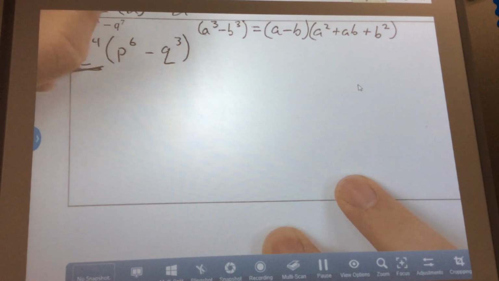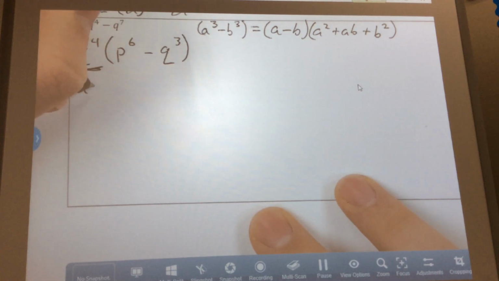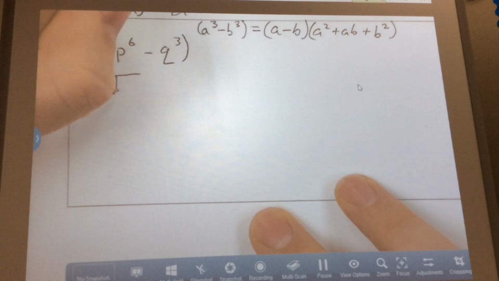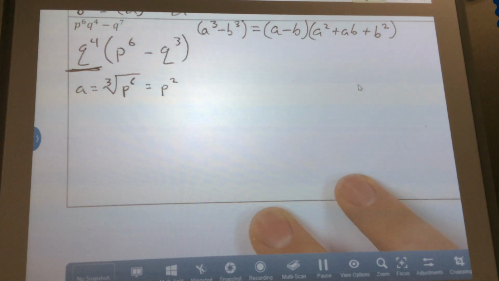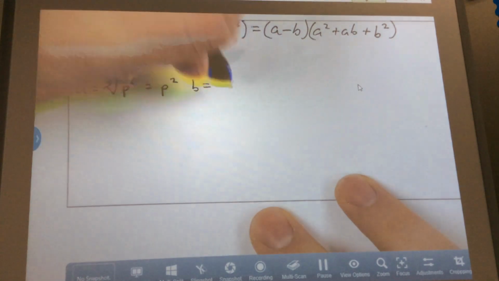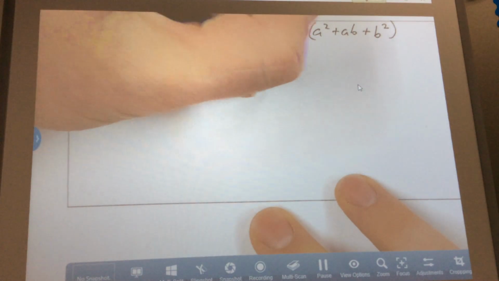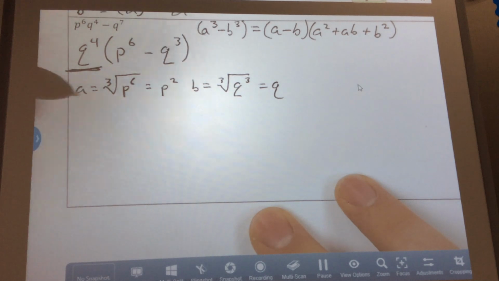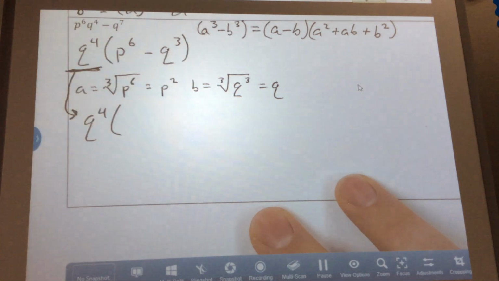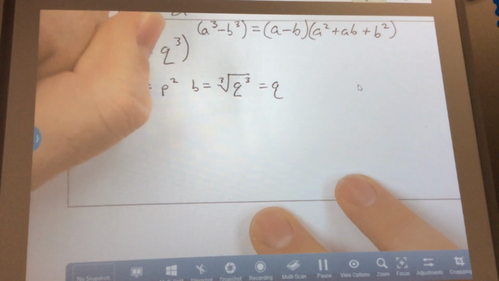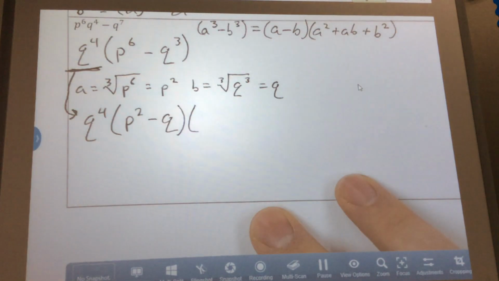I do have a common factor. That's part of my final answer. So for my a value, I'm going to say the cube root of p to the 6th power becomes p squared. My b value is going to be the cube root of q to the 3rd power, which is just q. So now I'm going to take my greatest common factor, bring it down, q to the 4th. I have my a and b values, so I'm going to say p squared minus q. Everything else is positive in the last factor.